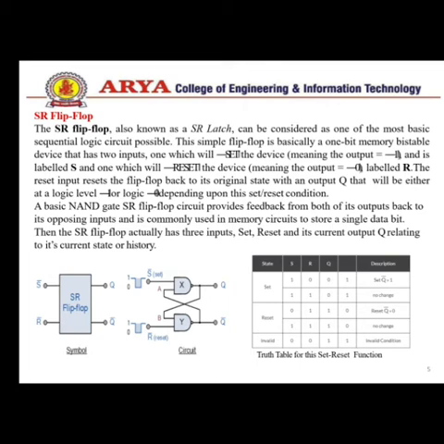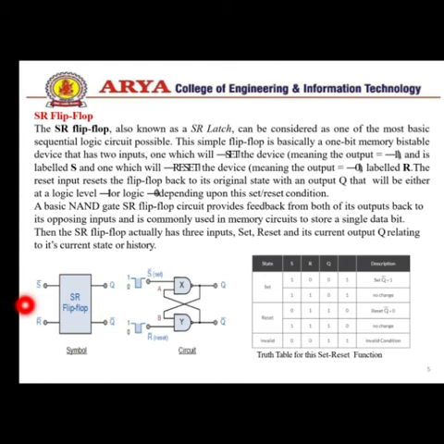So first we understand the basic block diagram of this. We know that S and R are the inputs of this flip flop, and Q and Q bar are the outputs of this flip flop.